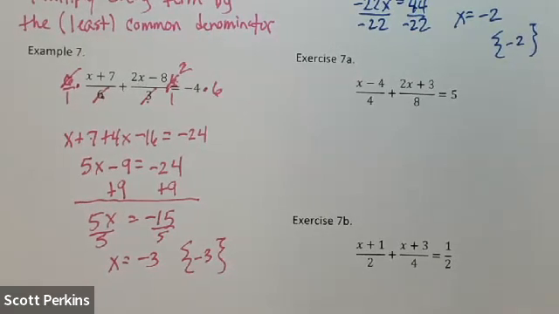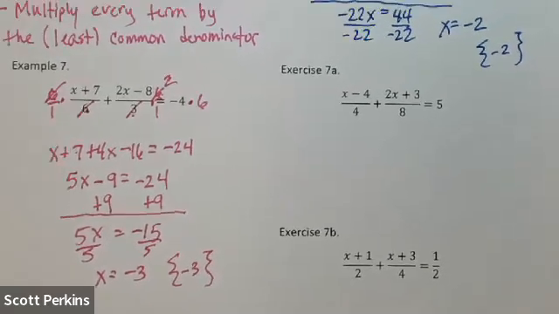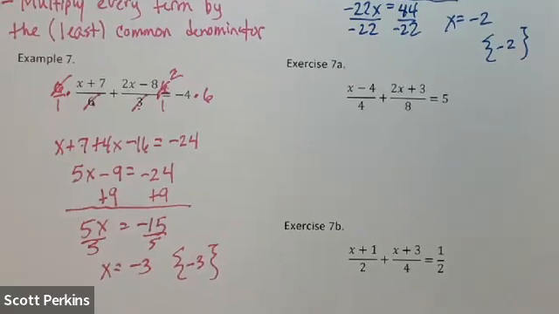So here's what I would like you to do. I'm going to give you 20 seconds. Exercise 7a. Just in the margin of your paper, write down real quick what you think the common denominator is. Don't shout it out yet. Write it down, and then we will compare notes.